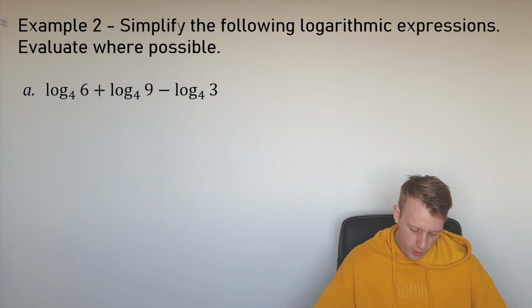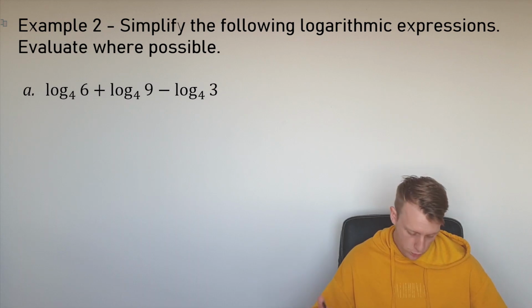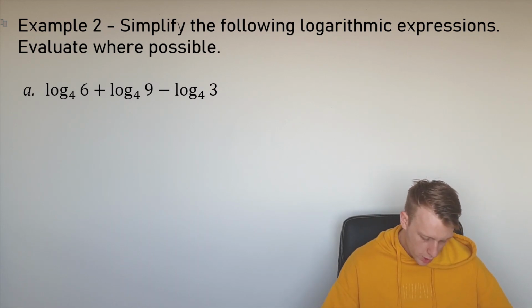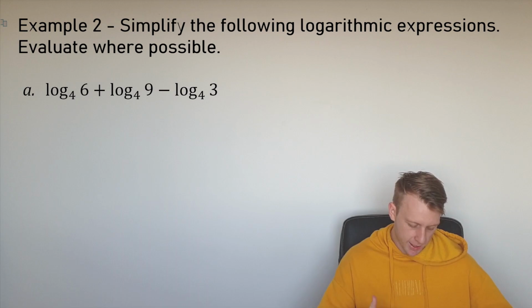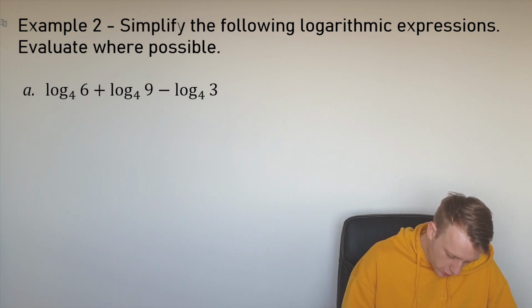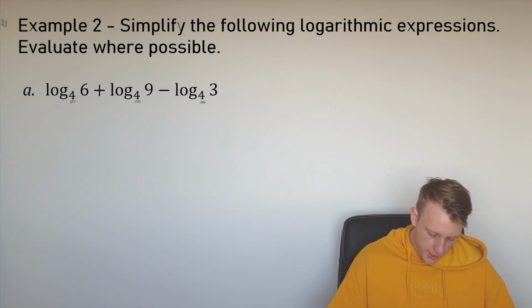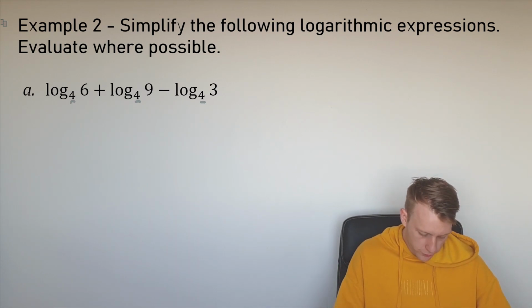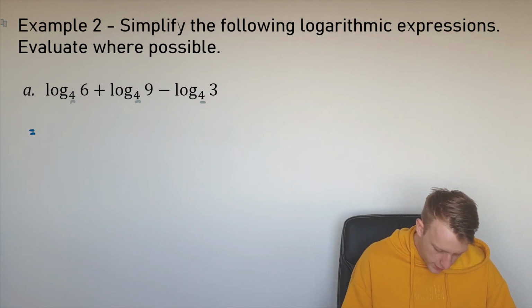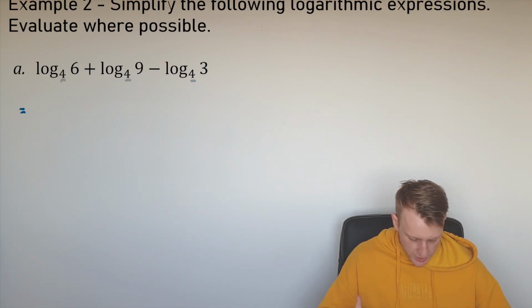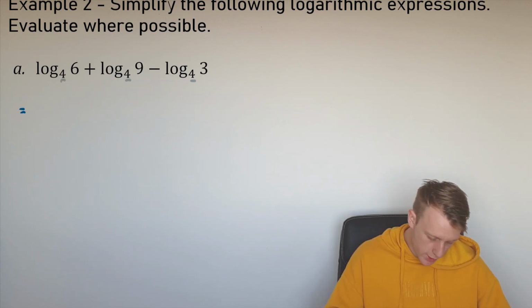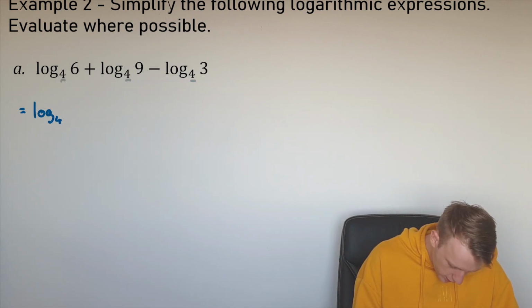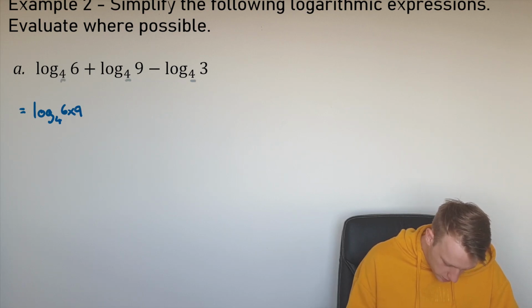Example 2: simplify the logarithmic expression and evaluate where possible. We can see we've got a few terms being added and subtracted, and it's important to note that all of the base terms are the exact same, so you can apply those log laws. Here we're going to use the first log law to simplify. We've got log base 4 of 6 plus log base 4 of 9. What we do is we multiply those terms, and then we're still just going to subtract off that log base 4 of 3.